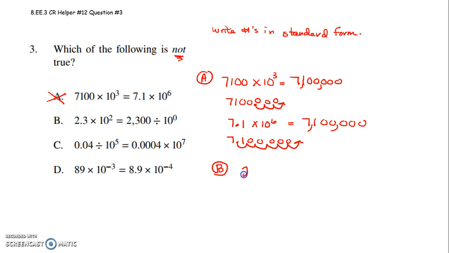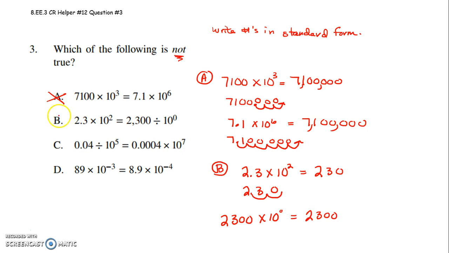So for letter B, I start with 2.3 times 10 to the second, or 2.3 times 10, or times 100, and I'm going to go ahead and put that in standard form. 2.3 times 10 to the second, I have to move 1, 2 places. Fill in that 0, so that's 230. Then I have 2,300 times 10 to the 0. All right, that means I'm going to move that decimal point 0 places. That means I'm going to take 2,300, multiply it by 1. That's 2,300. So I can tell you that one is not true.